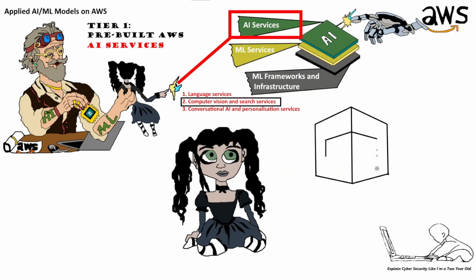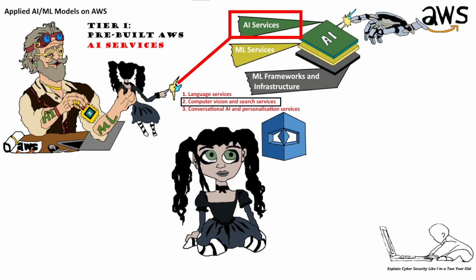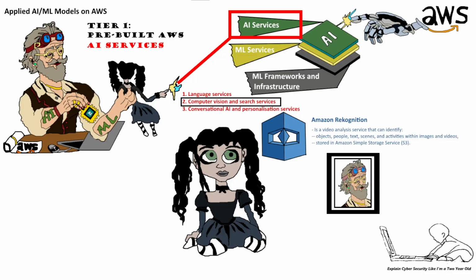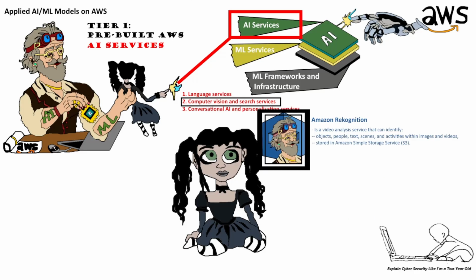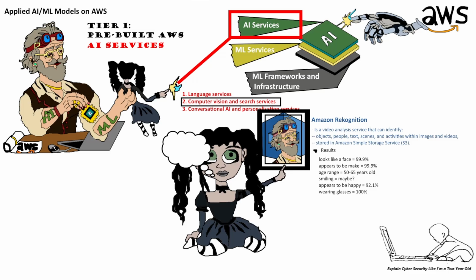Moving on to our next computer vision and search service, being Amazon Rekognition, which is a video and photo analysis service that can identify a wide range of objects, people, text, scenes, and activities within images and videos. So, for example, if we put a photo of the original SageMaker from earlier in the video into the Amazon Simple Storage Service S3, which is then read by the Amazon Rekognition service, it should then be able to recognize the master of the doll. Oh yeah!